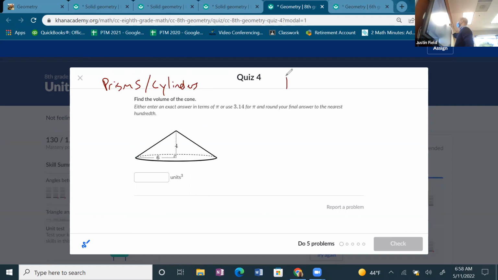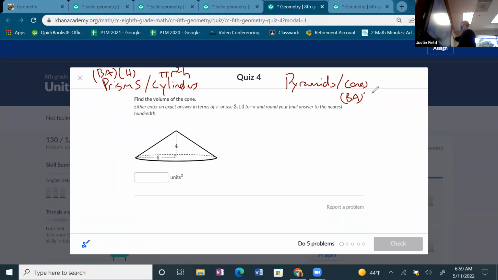And then we have the pyramids and the cones. And we can think of all of them as base area times the height, right? Cylinders have a base of a circle, so it's pi r squared h. And prisms, it's whatever the shape of the base is. It could be a triangle or a rectangle. And then you find that base area, multiply it by the height. Pyramids and cones are also base area times the height.